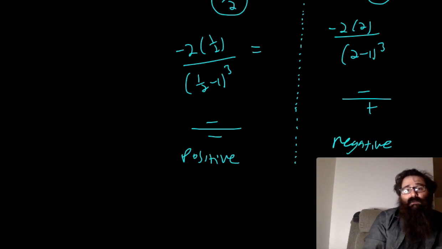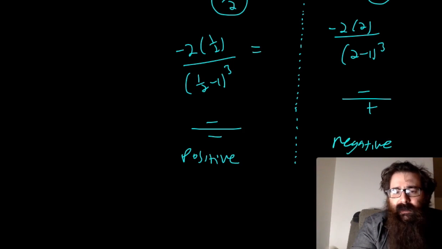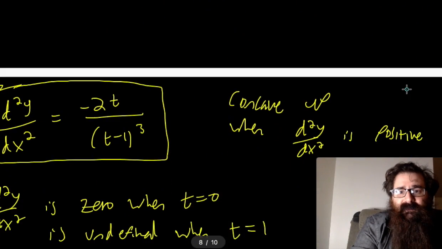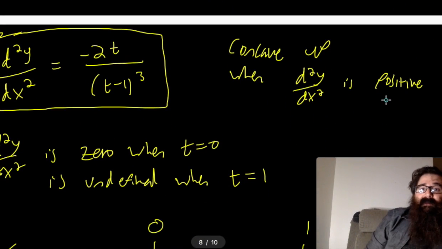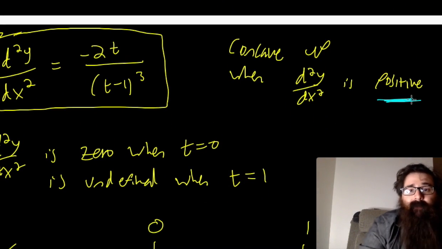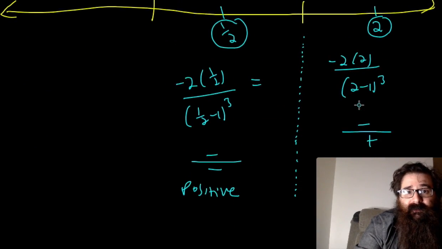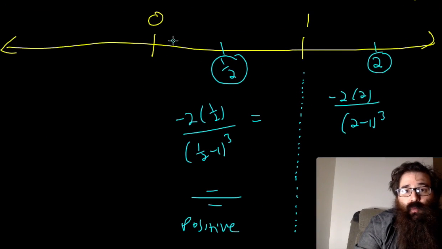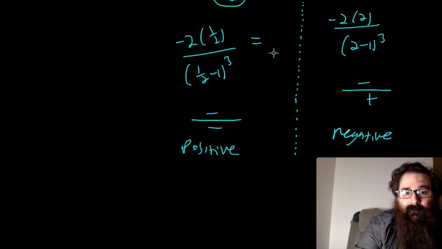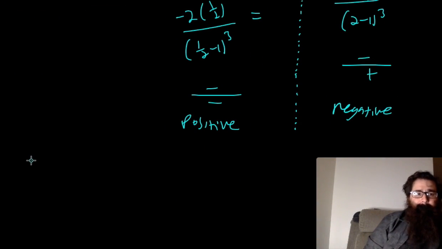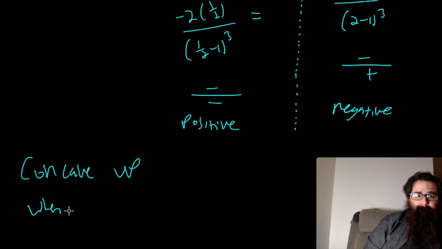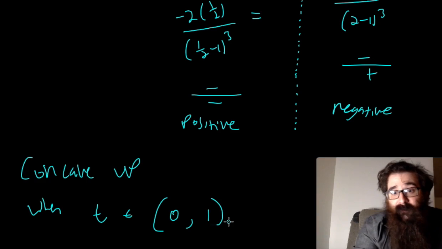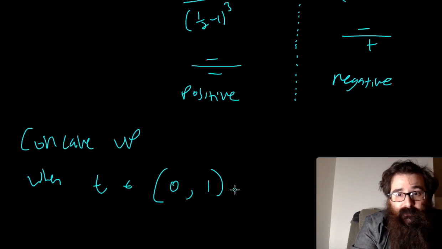So okay, this is what we're looking at, and I want to know where we're concave up. Concave up means the second order derivative should be positive, and we found where that is. That's going to be here, less than 1, greater than 0. So in this interval, we'd say concave up when t is in the interval from 0 to 1. And there I have the rounded parentheses to not include the boundary.